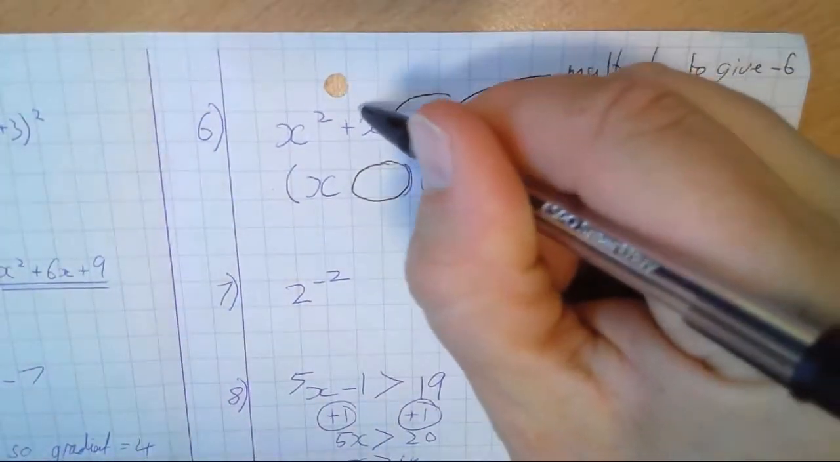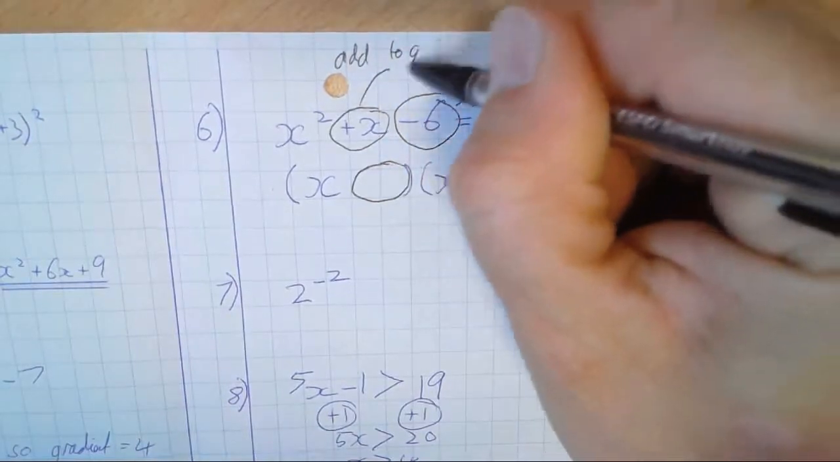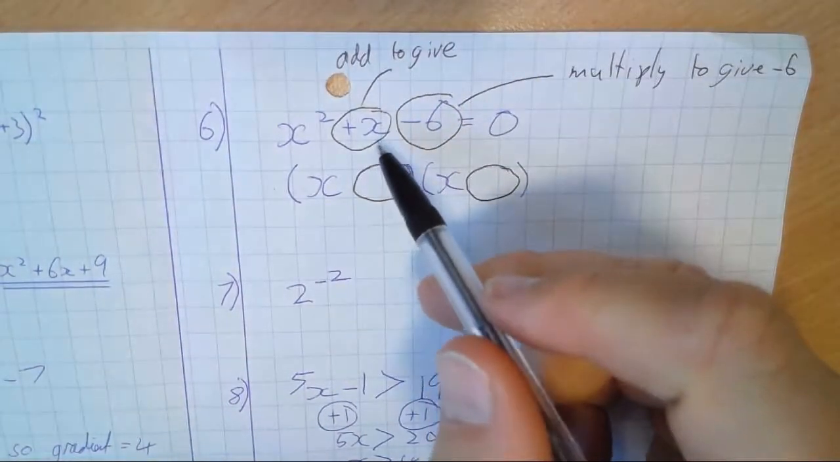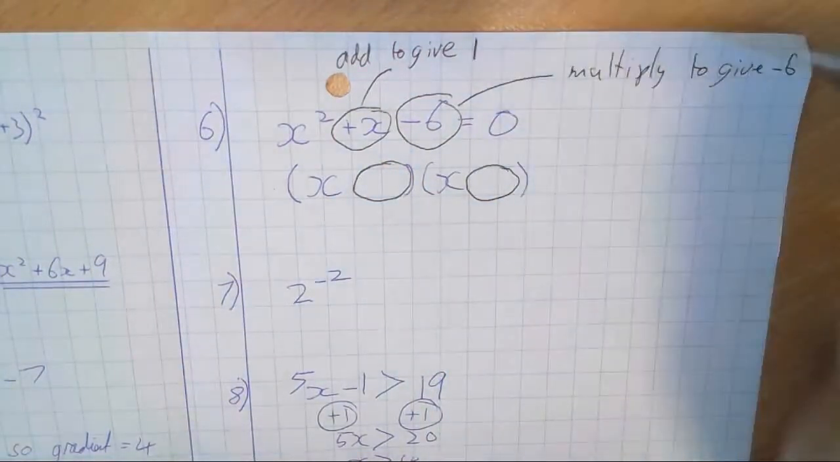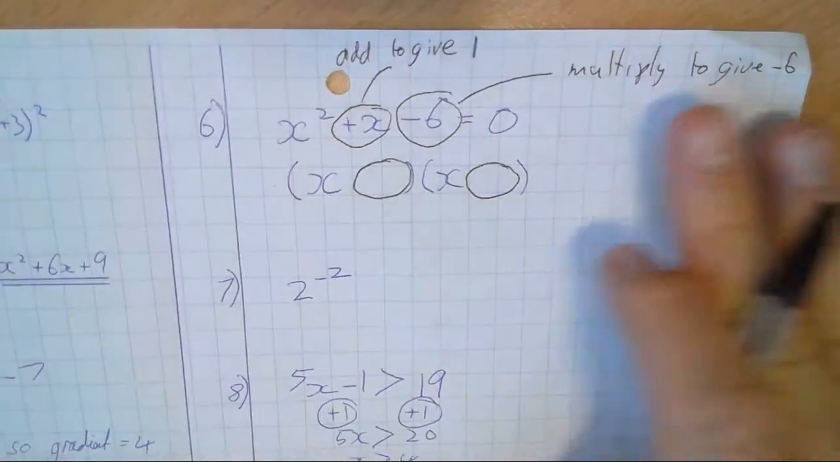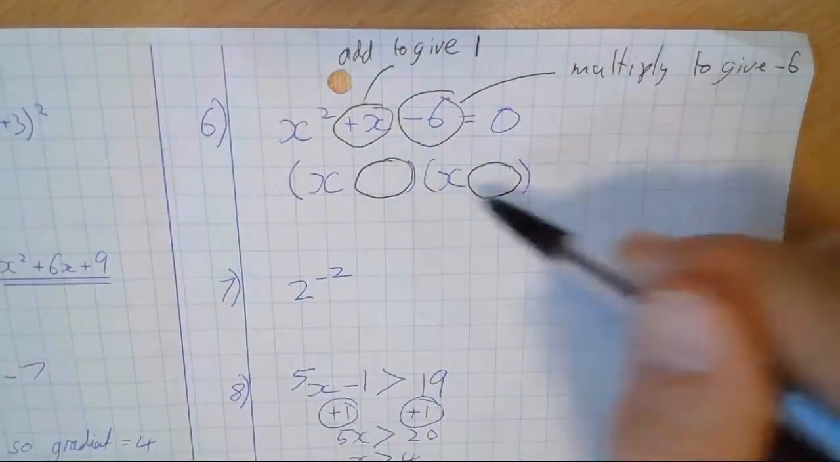They must add to give, in this case, I've got just x. So x is like 1x. So it's going to add to give plus 1. So they're going to multiply to give minus 6 and add to give plus 1. Those are the numbers that are going to go in here.